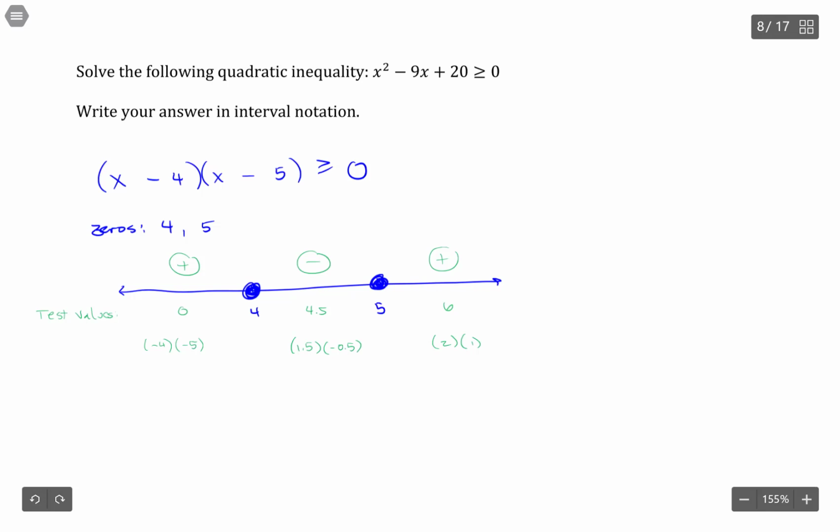So what that means is, since I'm looking for values that are greater than or equal to 0, and everything on this interval down here is positive, I'm going to include all of these values. And I'm going to include all of these values as well. So the final answer in interval notation is all the values from negative infinity to 4, but including the 4, and then union 5 to positive infinity.